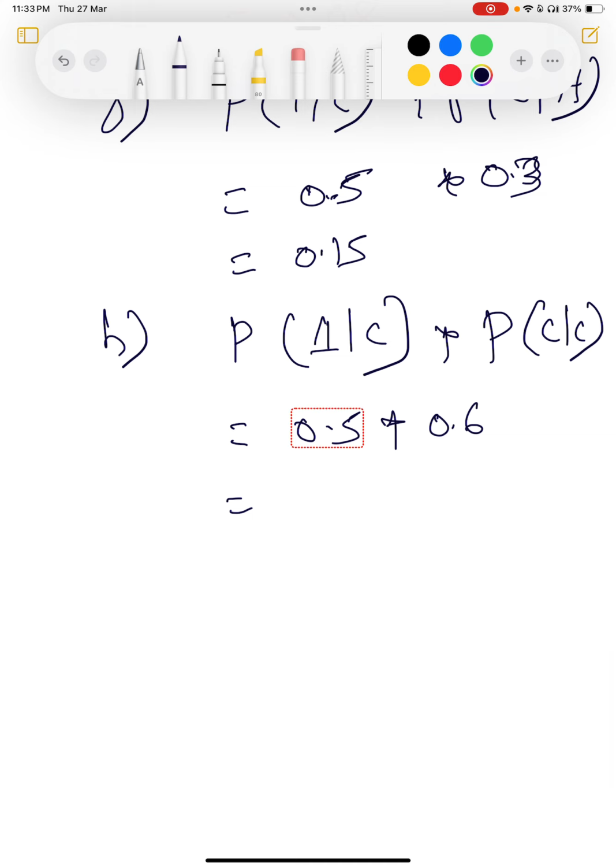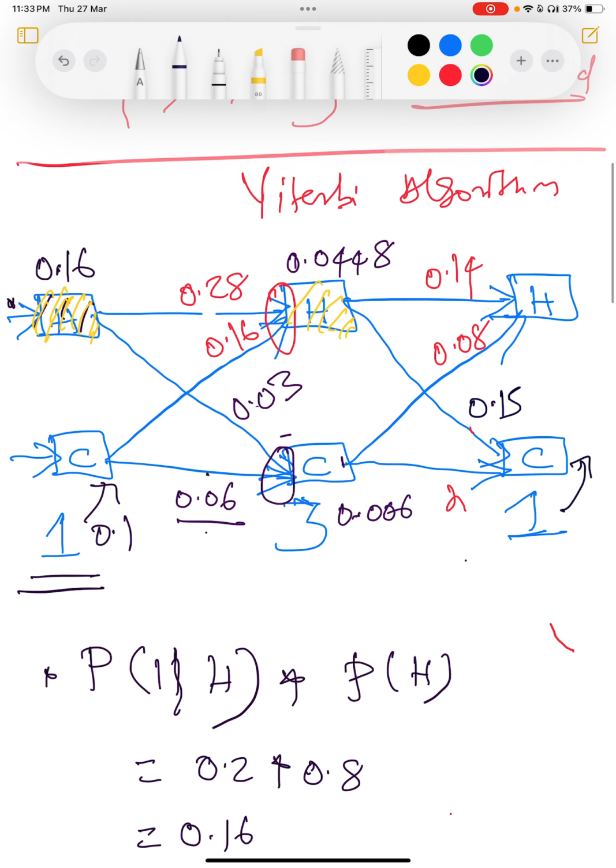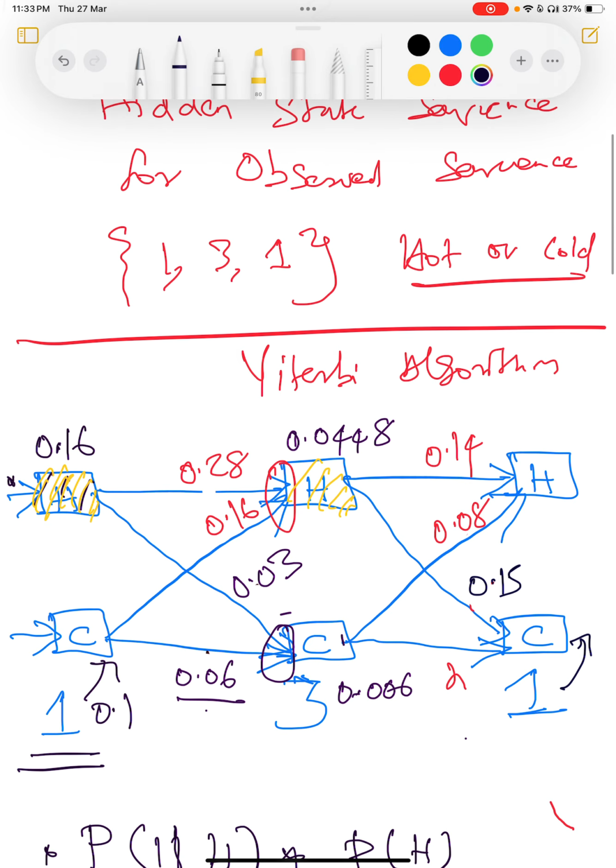0.5 into 0.6, what's that? It is 0.3. So we put 0.3 here, which is 0.3 versus 0.3. This one is 0.3, this one is 0.3. So now we multiply this, we will find the values.